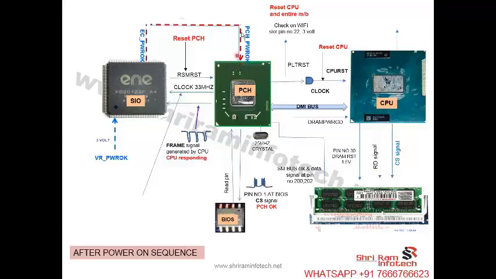And as soon as the PCH receives this signal, he generates this PLT reset, platform reset. After PLT reset, that voltage will be dropped and given to the processor. It's called the CPU reset. And now the CPU gets reset.